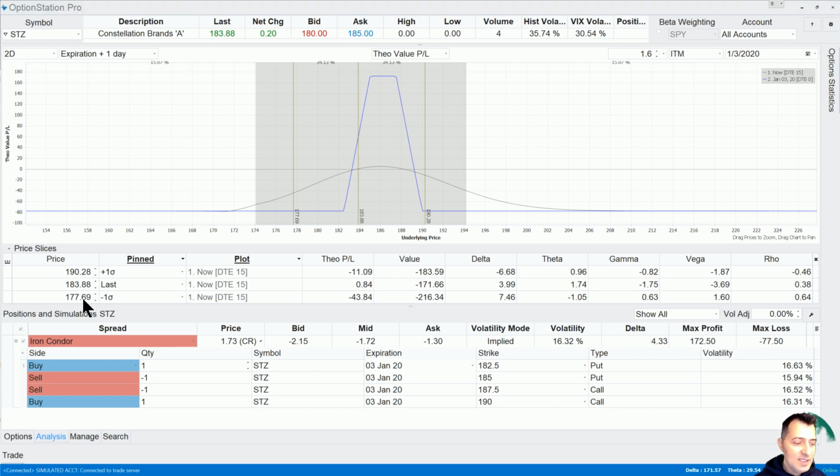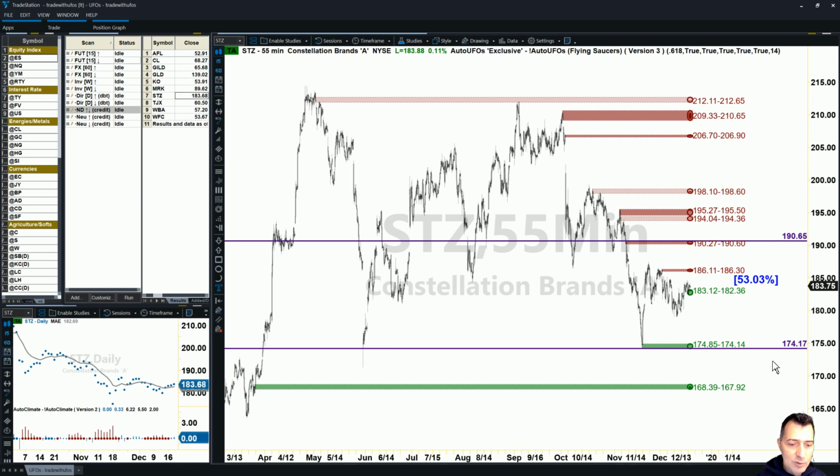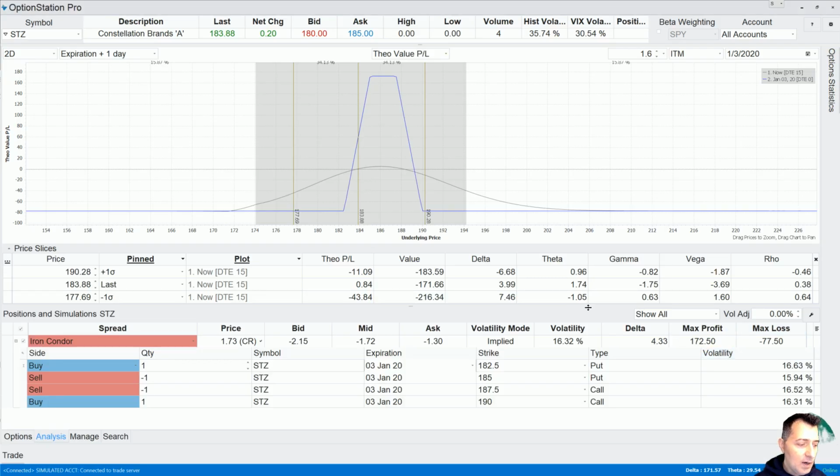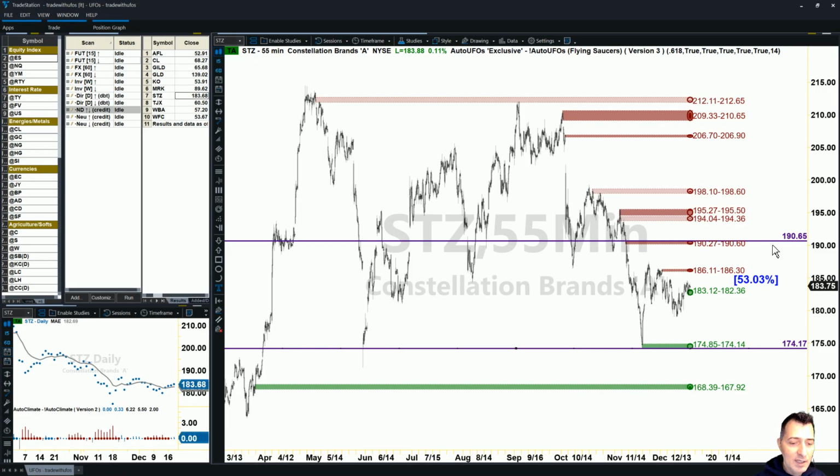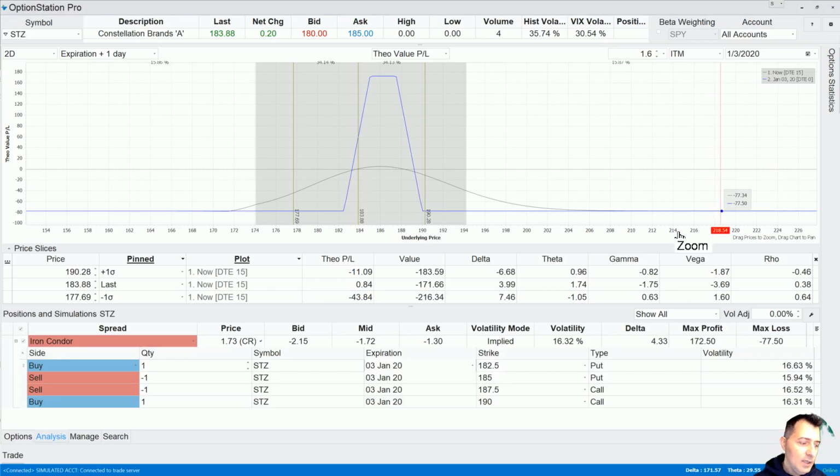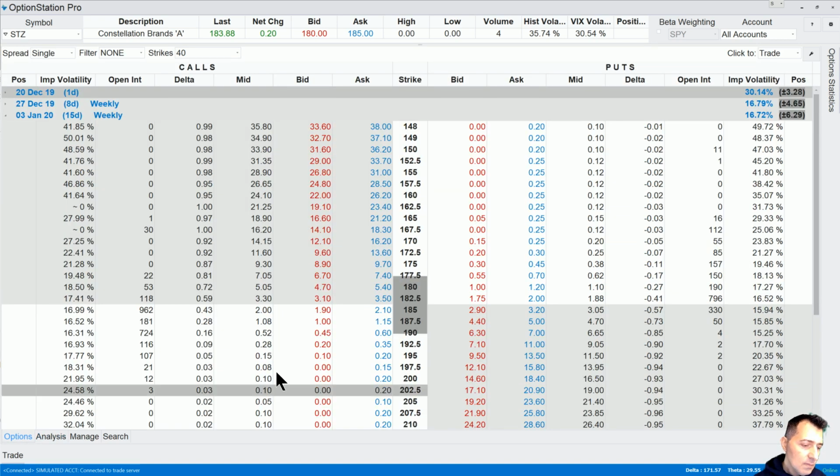So 177.69 happens to be above 174. You know what? I was not expecting this, but it's still valid for the bottom part. And for the top part, we got 190.28. And guess what? I was not expecting it, but actually 190.65 is also valid. So this condor does seem much more likely going to pay what we want it to pay. But let's double check.